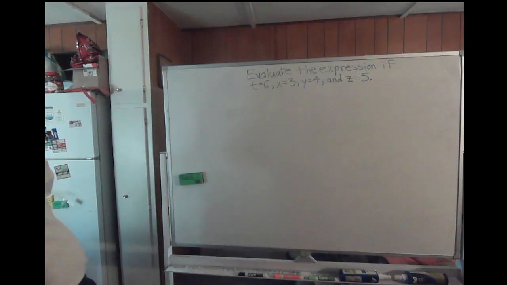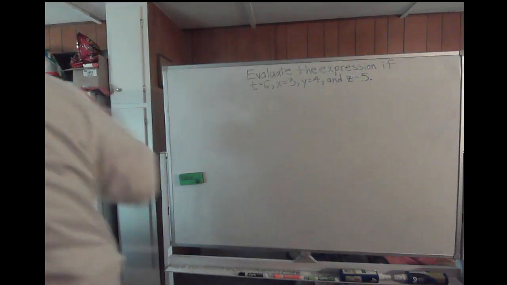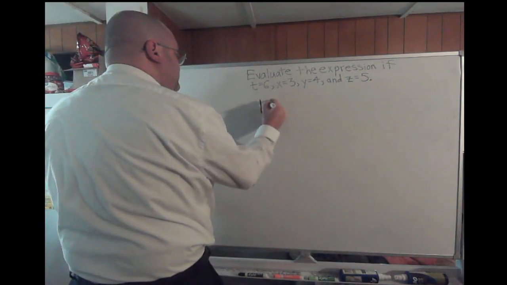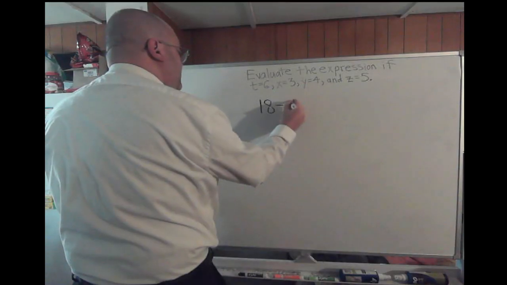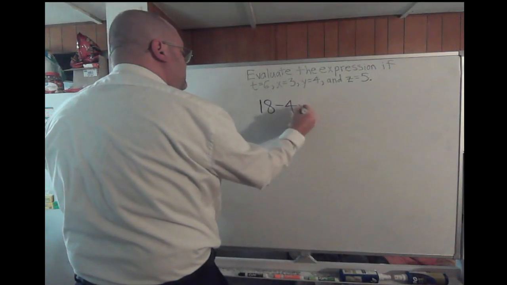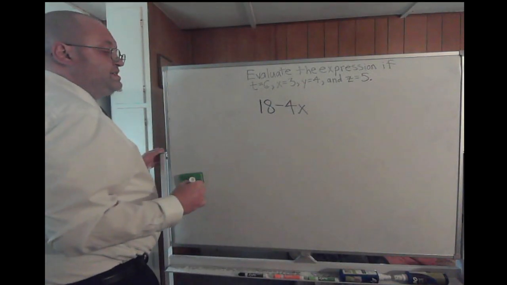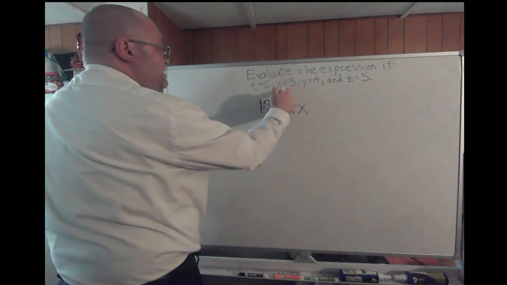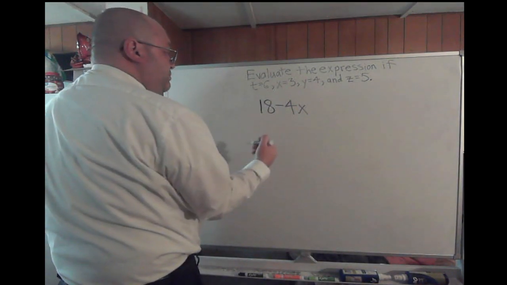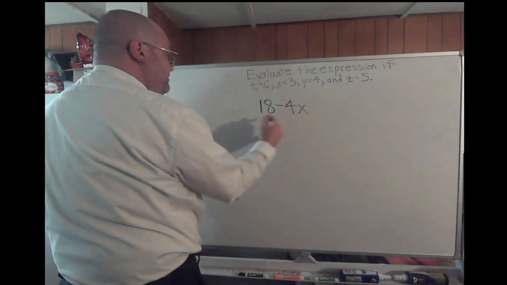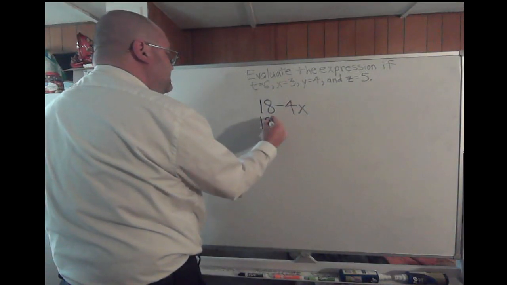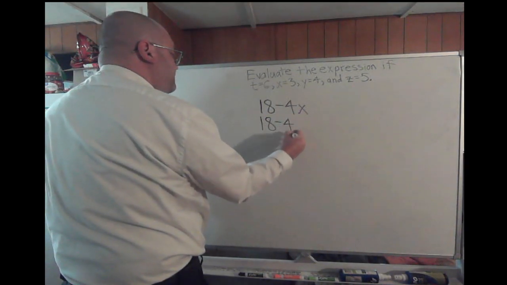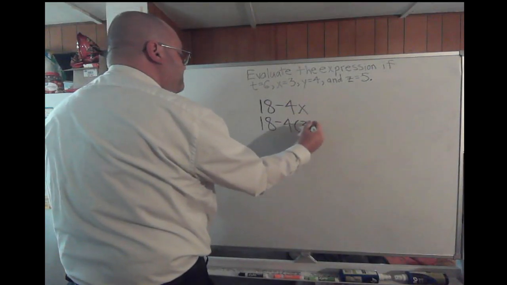Alright, we got 18 minus 4x. So we've been given 18 minus 4x. Well, the evaluation criteria tell me that x equals 3, so I'm going to stick in 3 for where I see x. I'll get 18 minus 4 times 3.